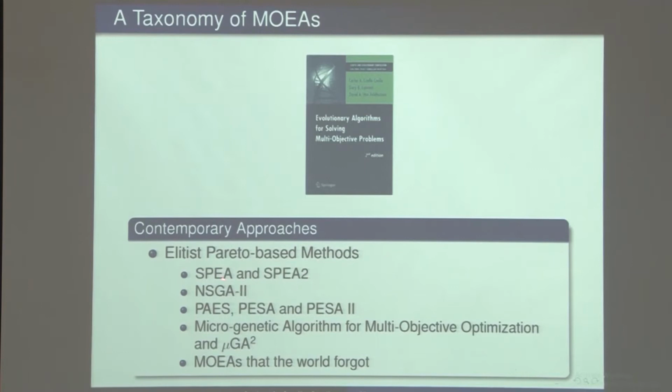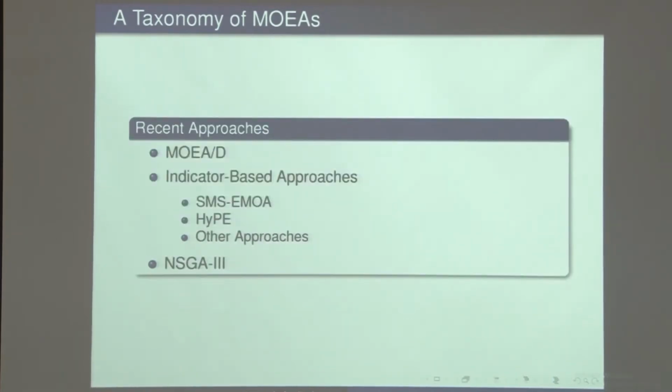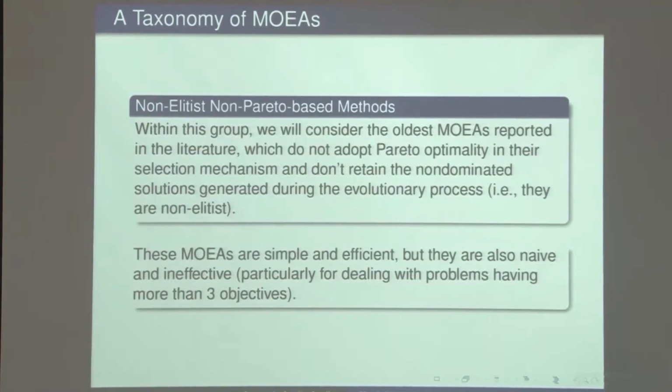The contemporary approaches, so we have elitism. You see there is no non in here, so this is good. But even these algorithms are already today very old. So this is what people are using today, and we will get to this in the last part: decomposition, indicator-based, and reference points, as in NSGA-III. So we will get to that part. So we will start with the very old methods. Very old means from the 90s.